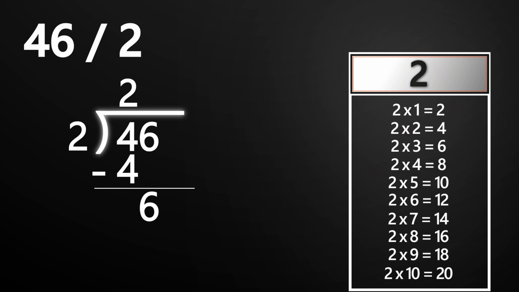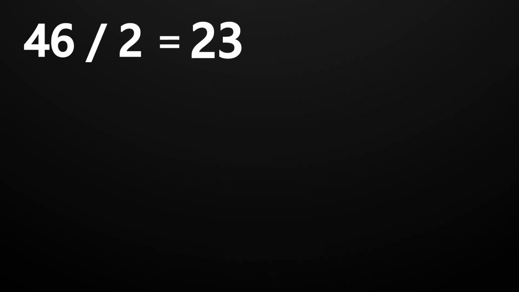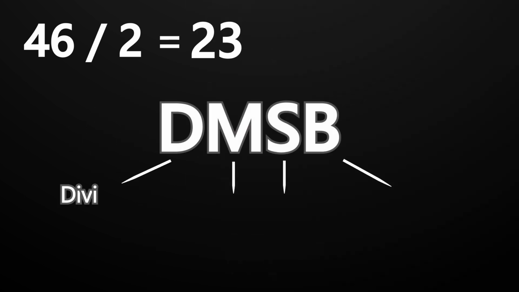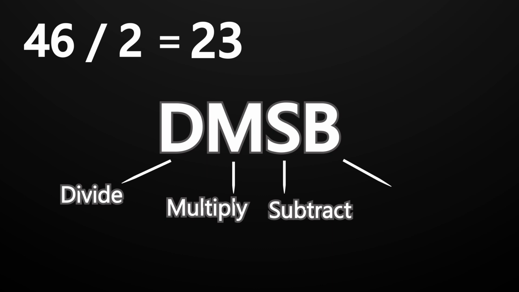Ask again, how many 2's go into 6? That's 3. Write it in the quotient. Multiply. 3 times 2 equals 6. Subtract, and again, we get 0. No digits left to bring down, which means we're done. The final answer is 23. This process is called DMSB. Divide, multiply, subtract, bring down. It's your core loop in long division, a reliable step-by-step method we'll keep using throughout.